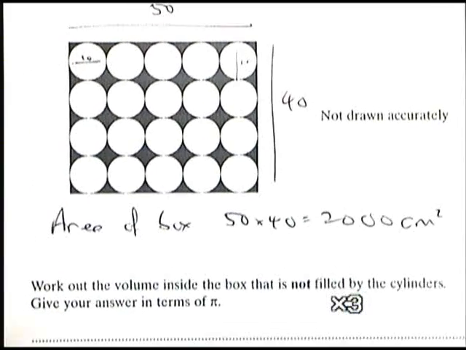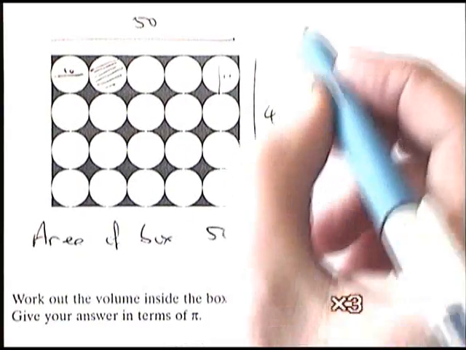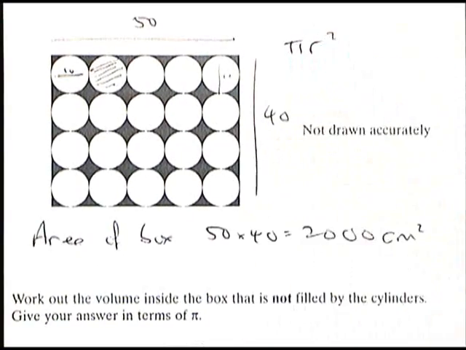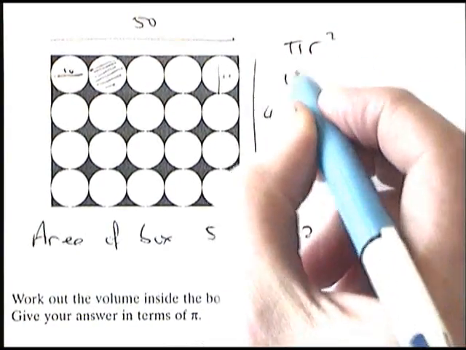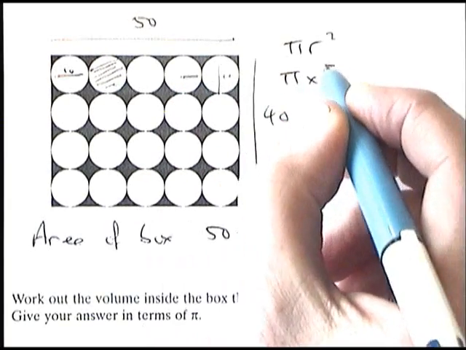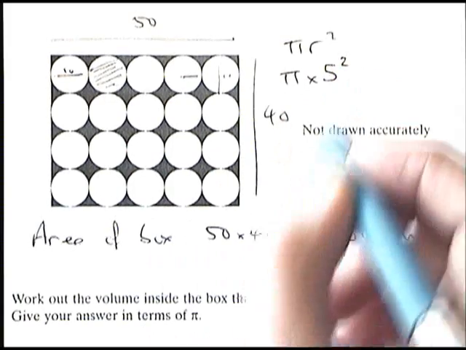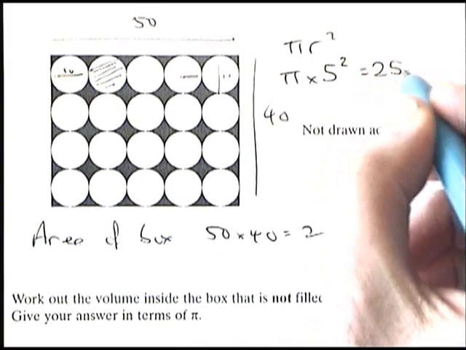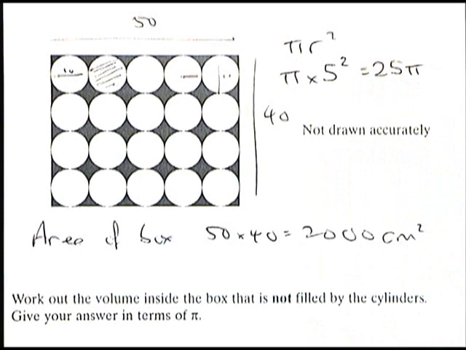What we need to work out next is the area of one of these circles. The area of a circle is pi r squared. So that will be pi, and the radius, which is the middle to the edge, is 5. Pi times by 5 squared. So that's 25 lots of pi. That's the area of each circle.